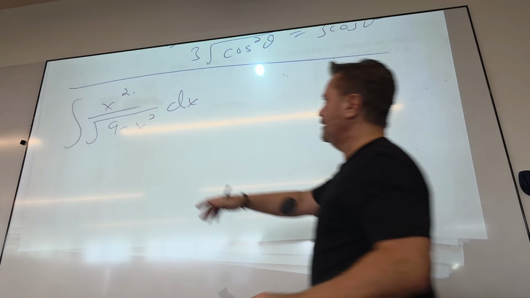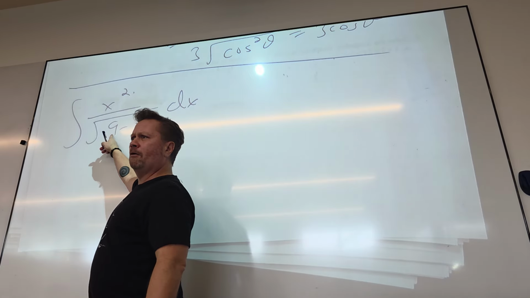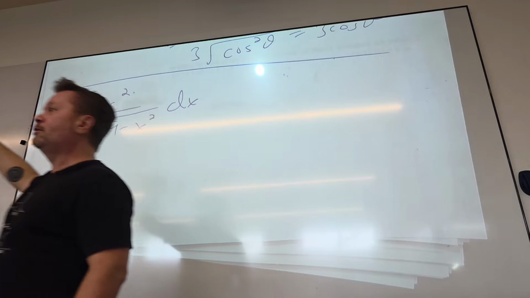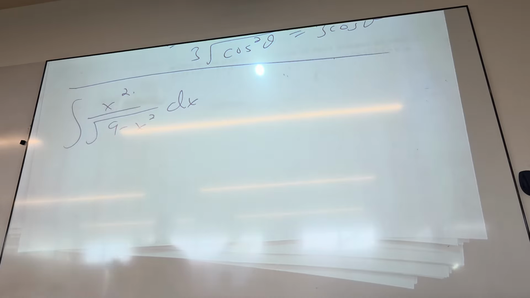So what coefficient do I want? 3. If this was a 16, 4. If this was a 7, square root of 7. Yep. I mean, what do you keep telling me? You keep telling me the square root of it. We're in freaking Calc 2. We can handle square root of 7. Well, we'll see. You guys with me?